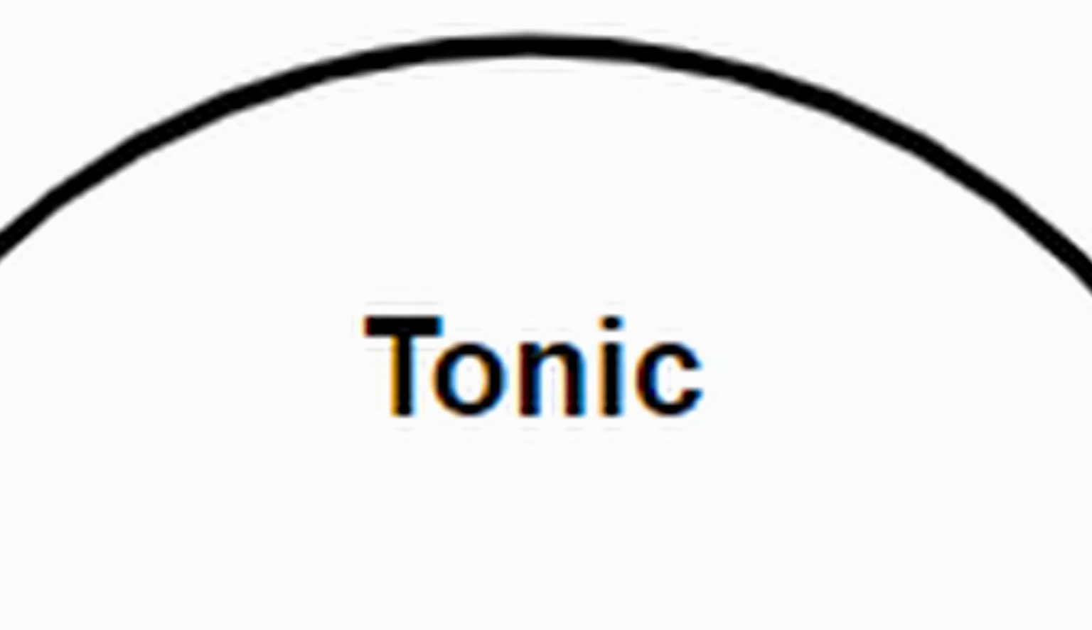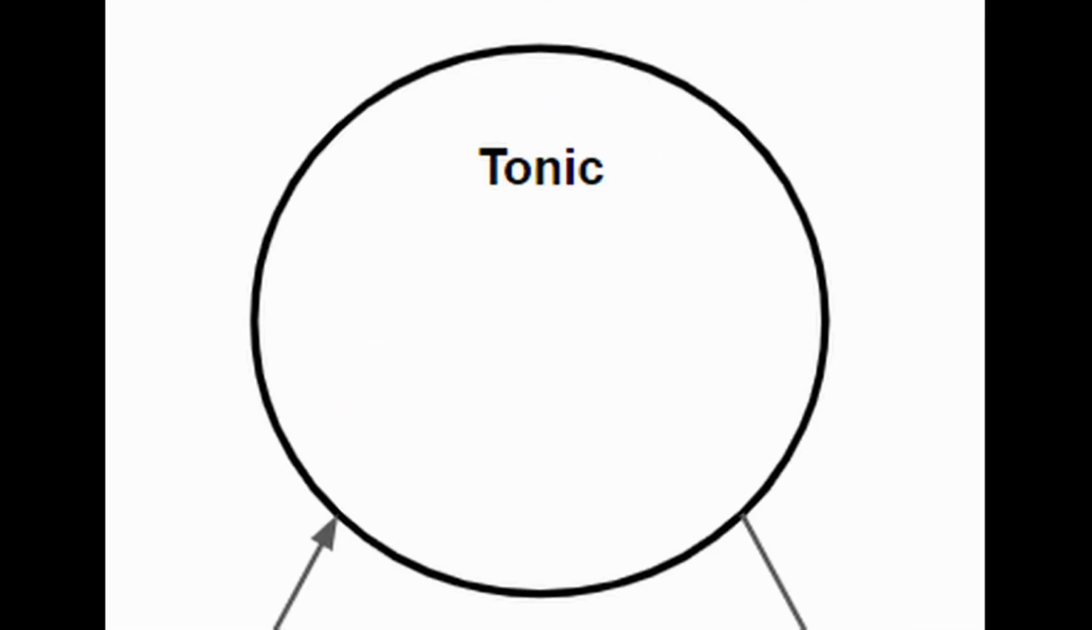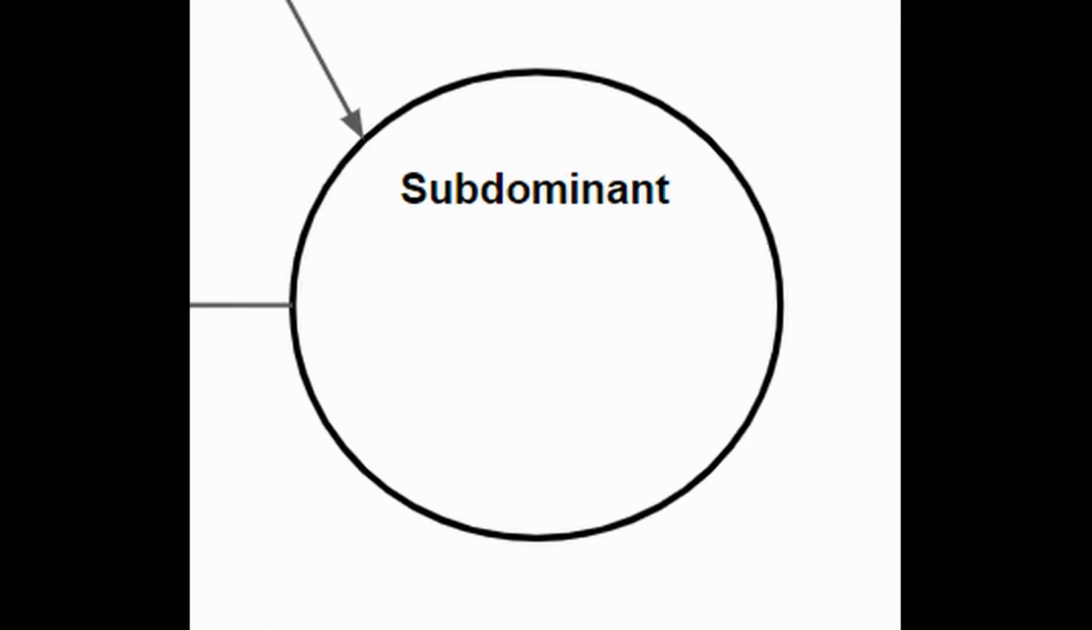Now that we've covered some basic chord types, let's talk about functional harmony. Functional harmony is the idea that each chord has a type, and each type has a function. There are 3 types, which are tonic, subdominant, and dominant. Tonic chords serve as our home. They are at rest and very comfortable. Subdominant chords take us outside of our home.